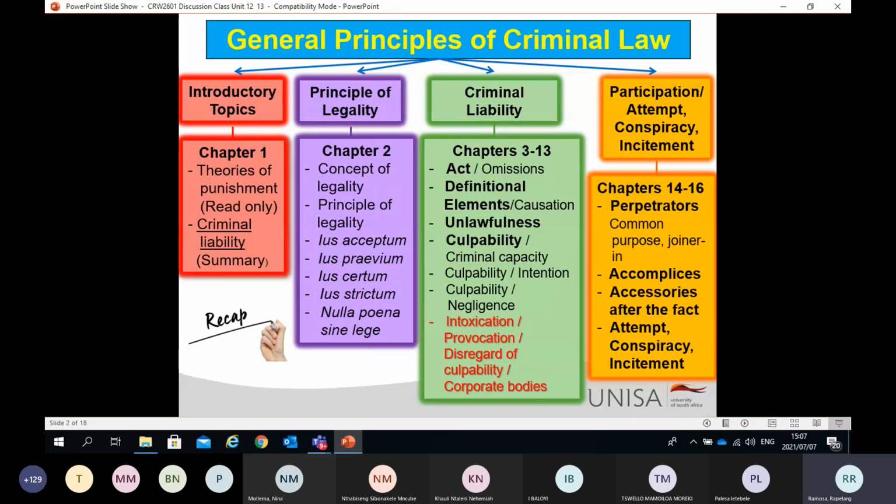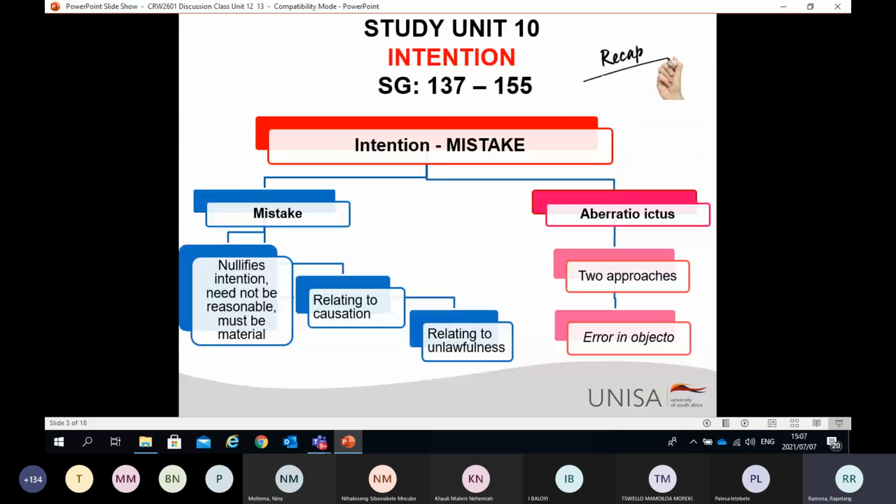So just to recap, as we usually do, we covered the first two chapters way back at the end of April, and then from the beginning of May, we covered the act, definitional elements, unlawfulness 1, unlawfulness 2. We covered culpability and introduced the concept of contemporaneity and the concept of criminal capacity. Then, before intention, we went on to cover mental illness and youth. Afterwards, we covered intention in study units 9 and 10. We spoke about the concept of mistake, and the concept of aberratio ictus.